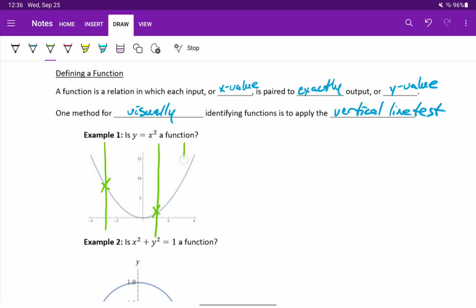In example 1, we have the graph of y equals x squared, and we could keep drawing vertical lines as often as we wanted. We would continue to see we only intersect at a single point. So yes, y equals x squared is a function because each x value is only paired with a single y value.